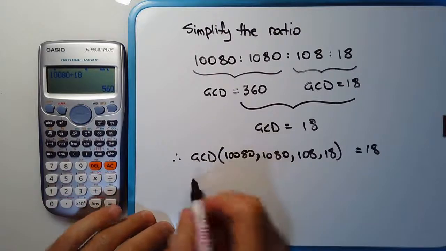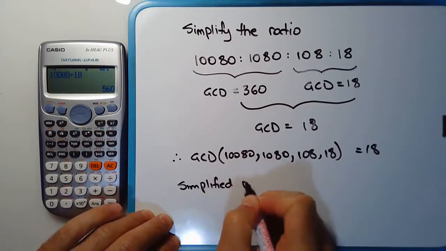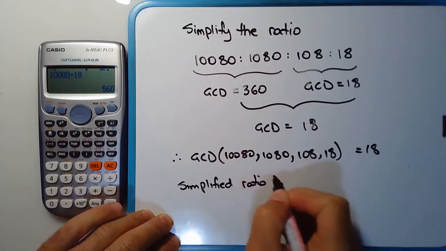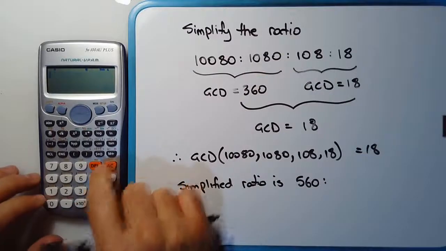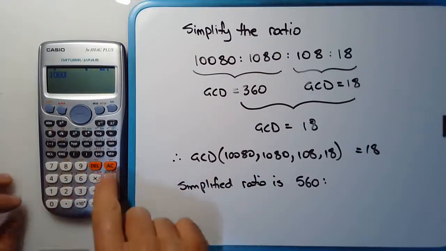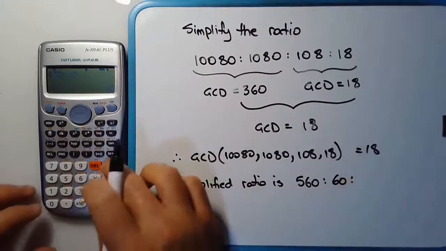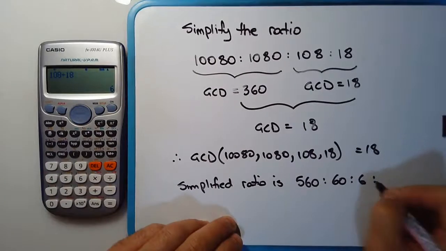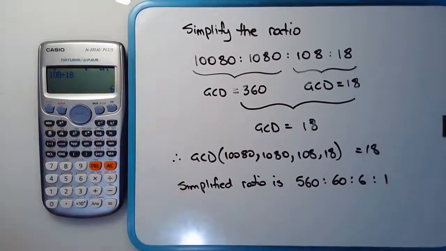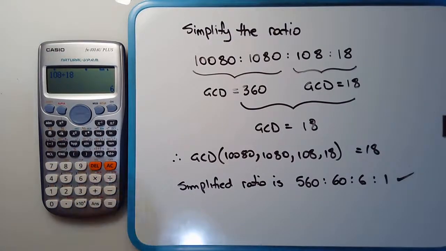So the simplified ratio is 560, then 1,080 again divided by 18 is 60, 108 divided by 18 is 6, and 18 divided by 18 is 1, and this is our simplified ratio. Now you've learnt the GCD function on the Casio calculator.